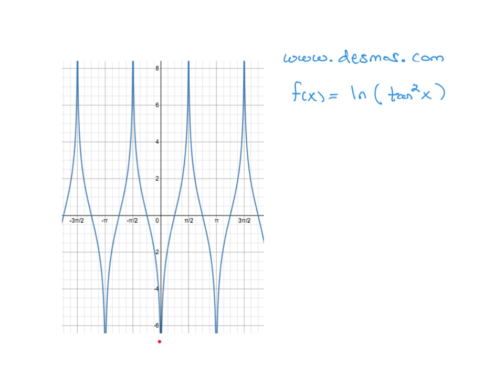Sometimes it's going down to minus infinity. That's happening at the multiples of pi. And sometimes it's going up to positive infinity. And that's occurring at the multiples of 3 pi over 2, negative 5 pi over 2, and so on. So it's continuous everywhere else. And this is how you get the graph of the function.